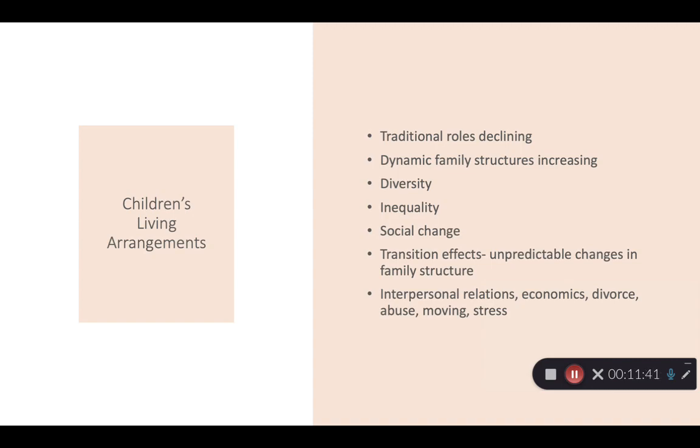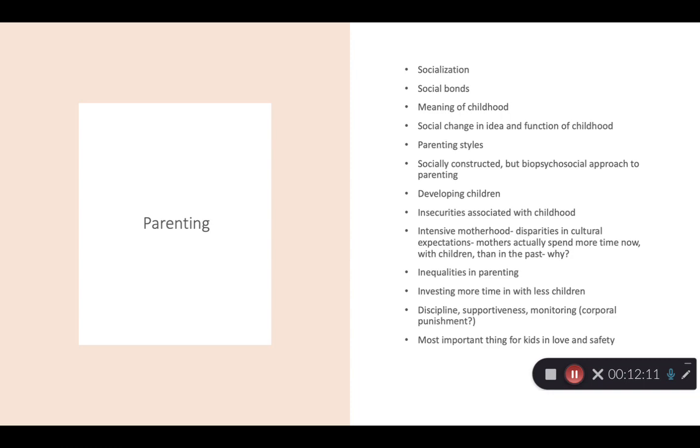Are you married? Are you not married? Are you a single parent? Are you cohabitating in a stable relationship? Are you cohabitating in a non-stable relationship? Is your family structure changing? Are there new relationships? All of these factors are associated with children's living arrangements. And again, the book talks about interpersonal relations, economics, divorce, abuse, moving, and stress, which are all associated with the overall quality of life, the overall well-being of children in general.